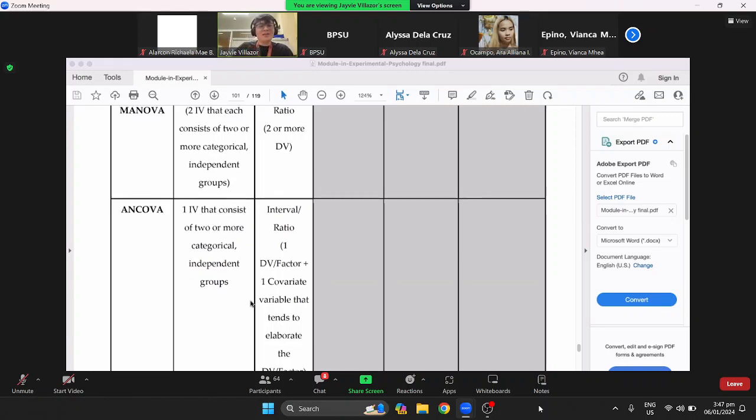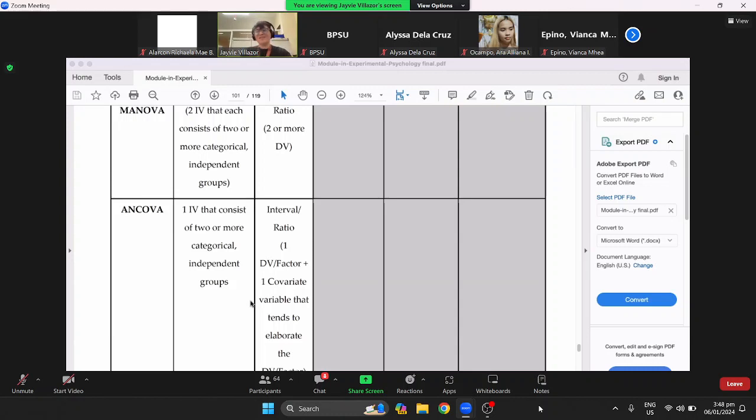Si ANCOVA, okay, ano to? Analysis of covariance. Again, ANOVA, analysis of variance. MANOVA, multiple analysis of variance. ANCOVA, analysis of covariance. From the word itself, meron kang covariance or covariate. Pag sinabi natin covariate, in a way, it tends to affect the dependent variable. So it's another variable that tends to have an impact on your dependent variable. Okay?